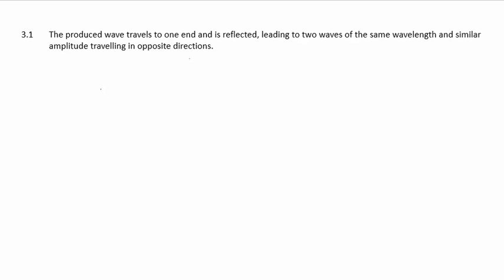In question 3.1, we're to explain how a stationary wave is produced when a stretched string is plucked. Well, the produced wave travels to one end and is reflected. This leads to two waves of the same wavelength and same frequency, and a similar amplitude travelling in opposite directions.